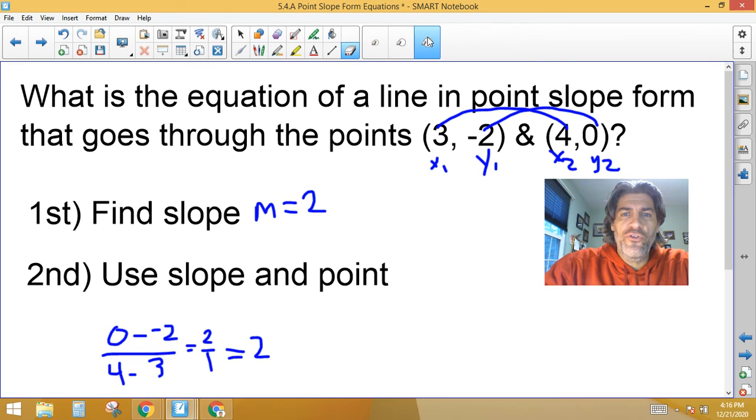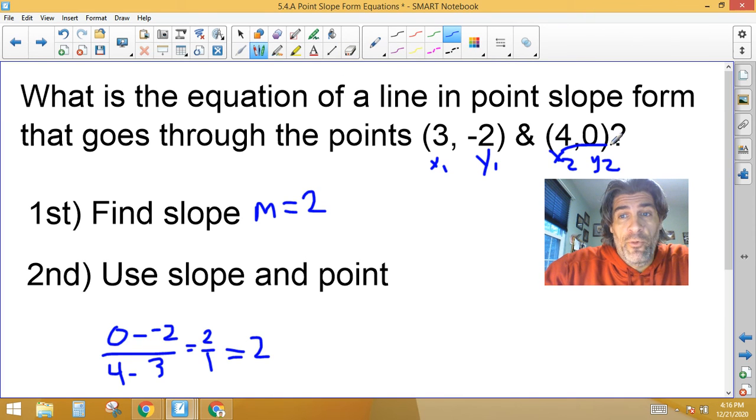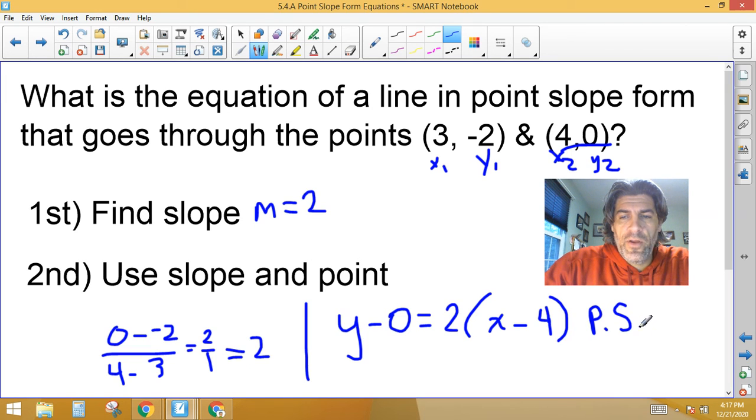Now I can use either point. It doesn't matter which point because it's going to go through both of them. I might as well pick the one I'd rather work with. I'm going to work with 4 and 0, a positive and a 0. I always love zeros. Okay, so now I'm going to do point slope form, which is y minus my y value of 0 equals my slope of 2 times x minus my x value of 4. So this is point slope form.